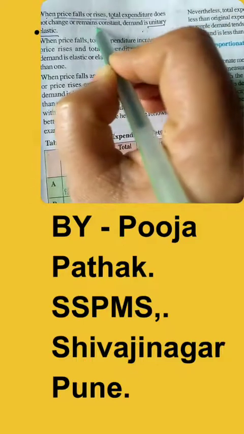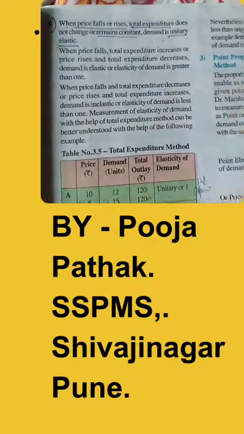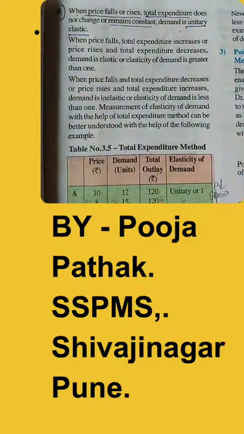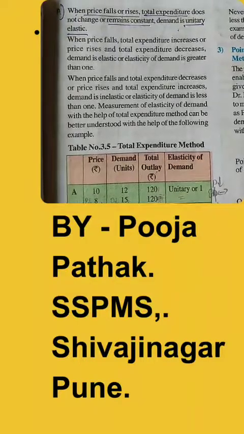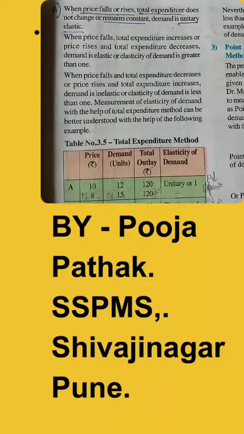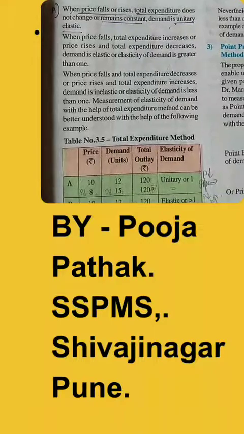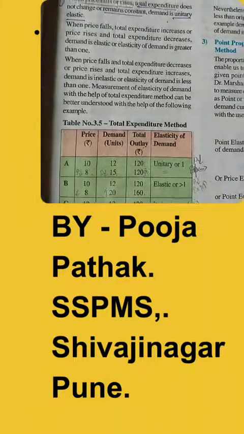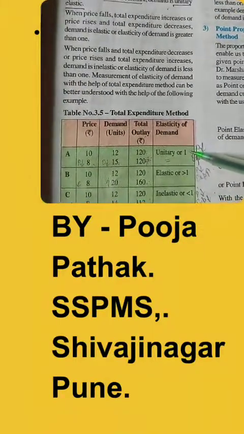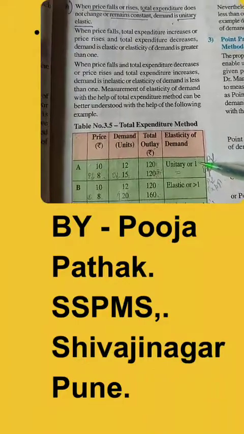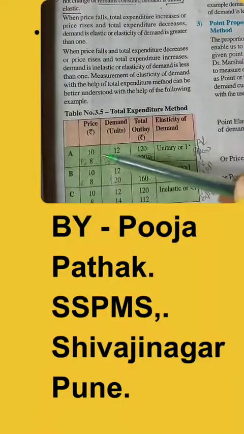Expenditure remaining constant. Okay, when expenditure remains constant, then that type of elasticity is unitary elastic demand. Okay, now let us come to the example which has been given over here. This is the case of unitary elastic demand. Okay, that is A point.